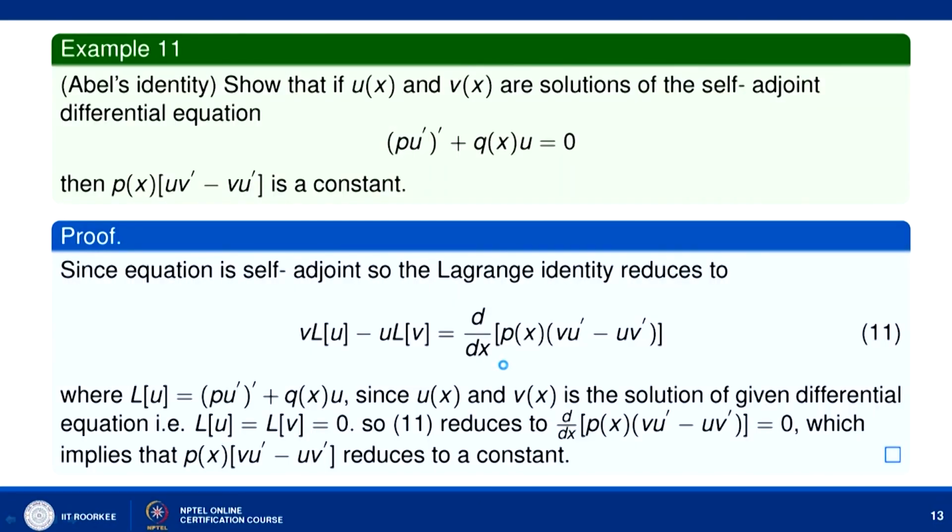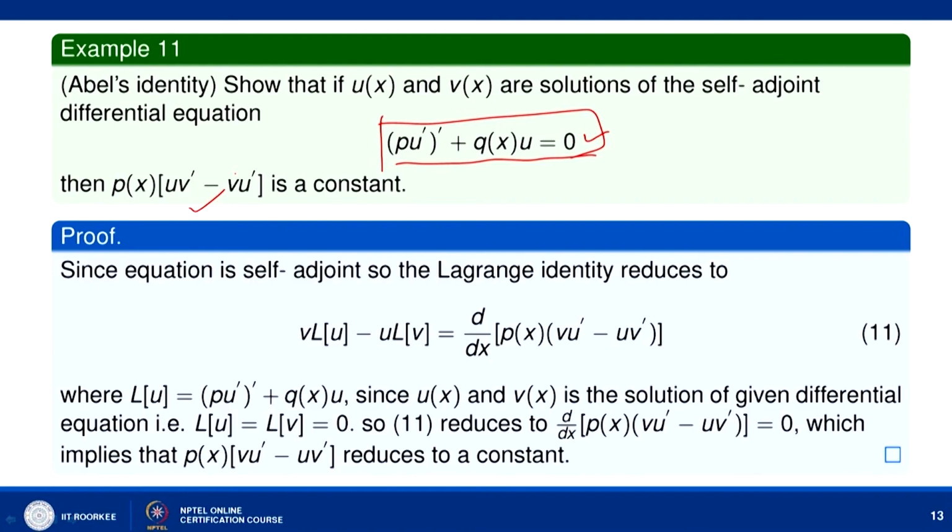Now let us look at one more example. If u and v are solutions of the self adjoint differential equation, (pu')' plus q(x)u, this is the self adjoint equation given here, then p(x) into (uv' minus vu') is a constant. So the self adjoint equation is given in this way, and we say that u and v are solutions of this, then the following quantity is a constant.